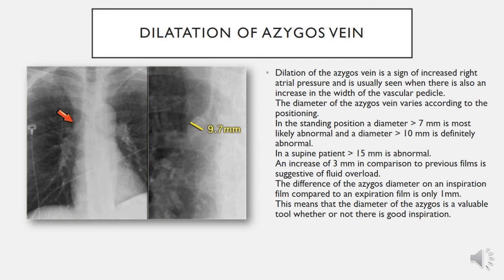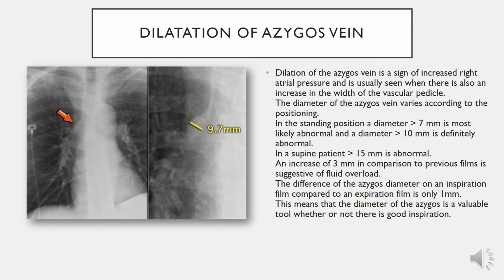Dilatation of azygos vein. Dilatation of the azygos vein is a sign of increased right atrial pressure and is usually seen when there is also an increase in the width of the vascular pedicle. The diameter of the azygos vein varies according to the positioning. In the standing position, a diameter less than 7 mm is most likely normal, and a diameter greater than 10 millimeters is definitely abnormal. In a supine patient, greater than 15 millimeters is abnormal.